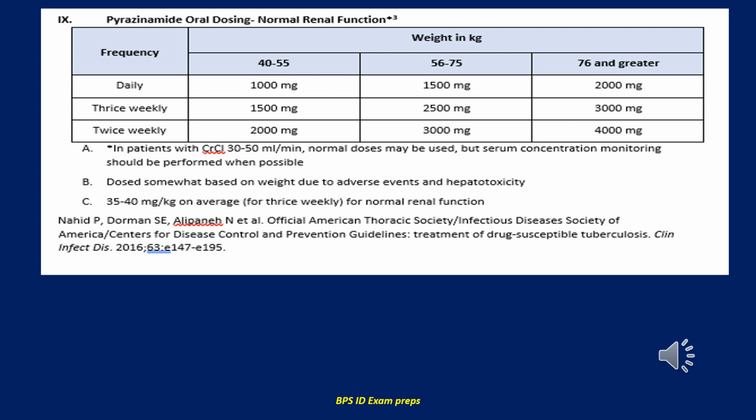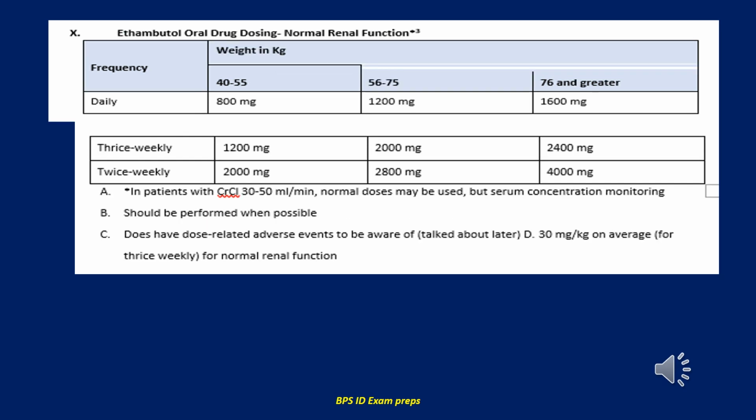In patients with CrCl 30 to 50 ml per minute, normal doses may be used, but serum concentration monitoring should be performed when possible. It is dosed somewhat based on weight due to adverse events and hepatotoxicity. The dose is 35 to 40 mg per kilogram on average, for thrice weekly, for normal renal function. Pause the video and scrutinize the table summarizing ethambutol oral drug dosing in normal renal function.